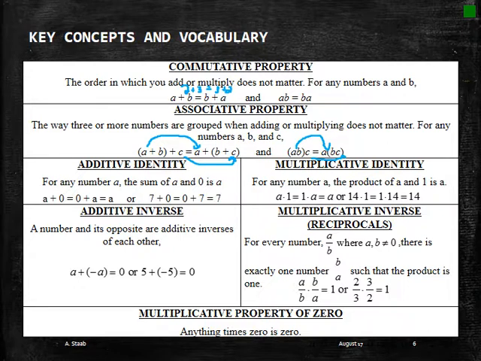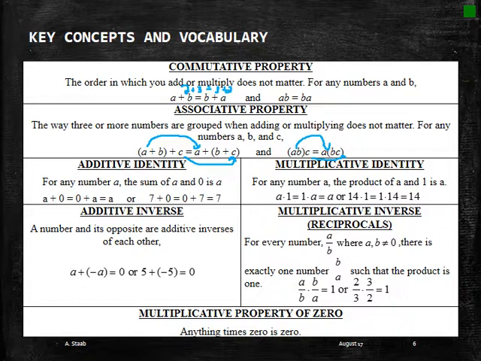Same thing with the multiplicative inverse. Again, it's the opposite, so we're dealing with reciprocals. If I have a over b, and a and b both cannot be 0, the opposite would be b over a. So I can say 2 times 3, and if I multiply by its reciprocal, 3 times 2, I get 1. So the multiplicative inverse is the reciprocal, and you get 1 as your answer.